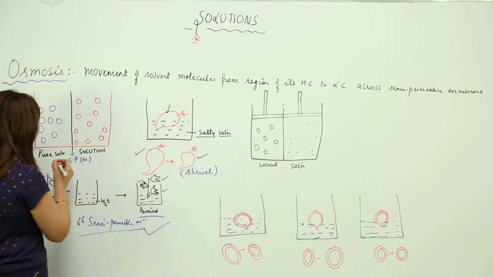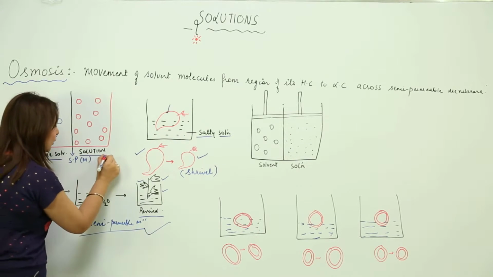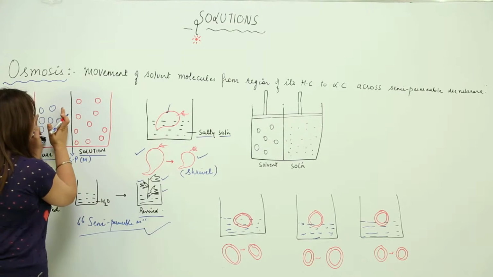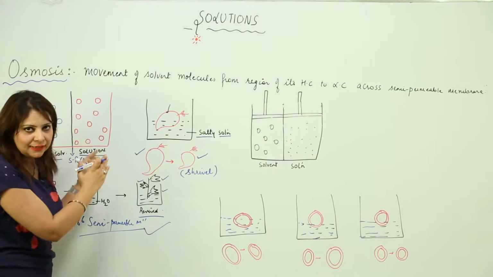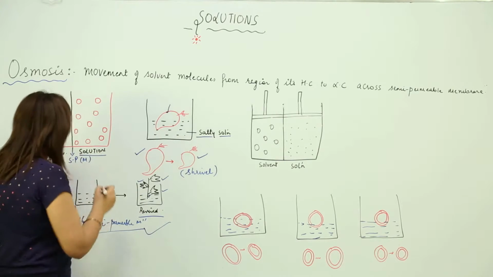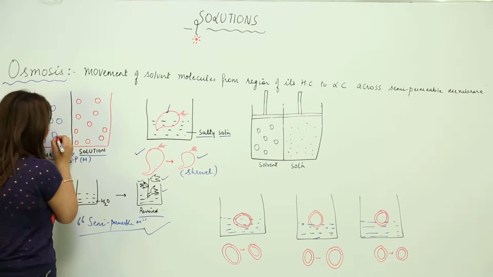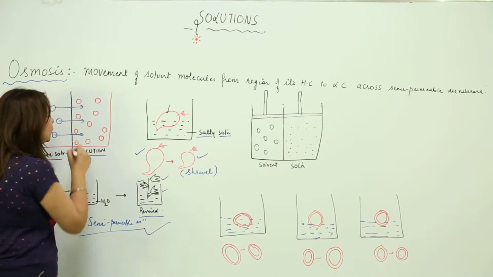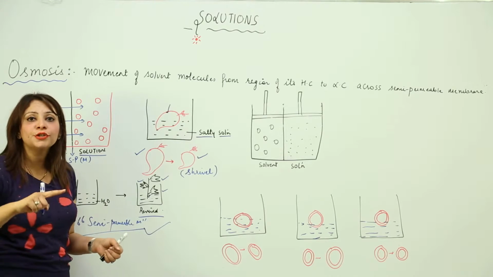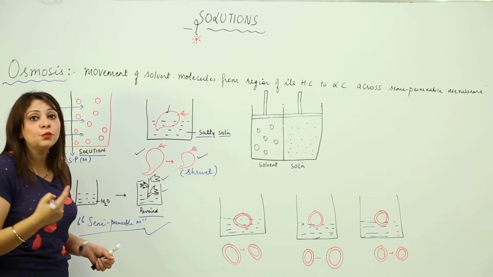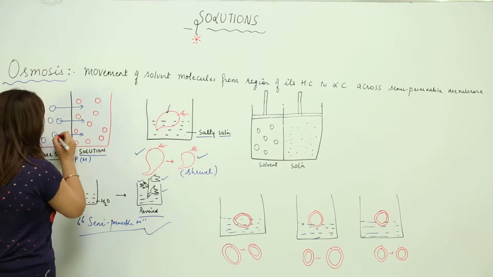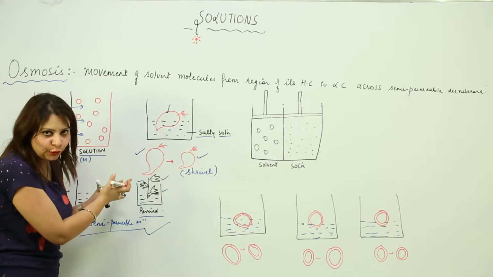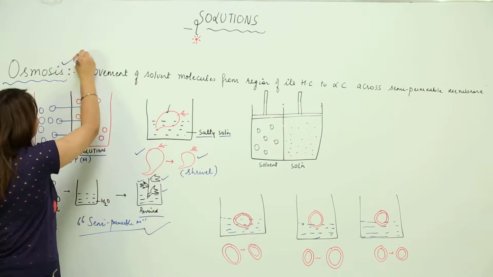See, this is a pure solvent and this is our solution. What happens now: pure solvent molecules are more on this side and less on this side. So what is going to happen? This semi-permeable membrane will allow only the solvent molecules to pass through. From where to where? Obviously from higher concentration to lower concentration. So this is what is happening here, that is the movement of pure solvent molecules across the semi-permeable membrane into a solution. So this is something called osmosis.